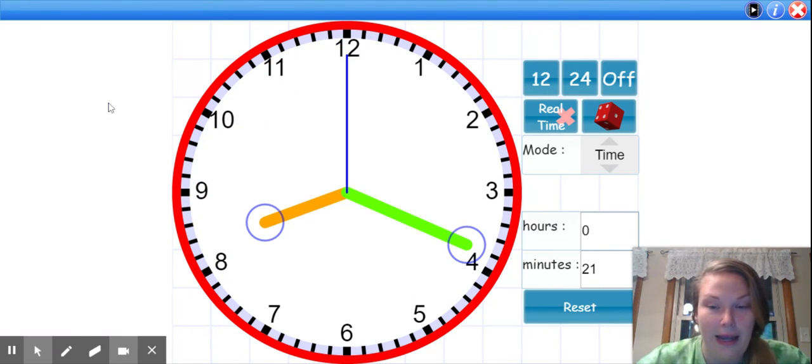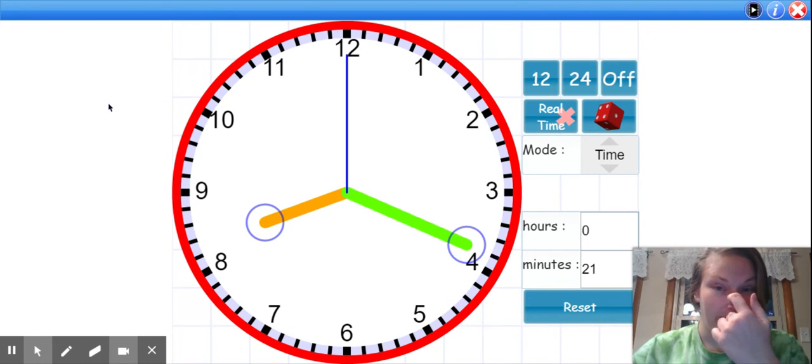All right, and I think that's all. So make sure you're practicing reading a clock around your house because that will help you with this unit.